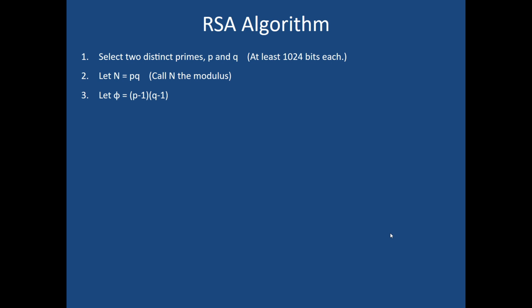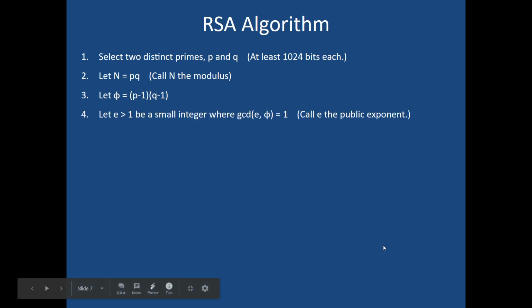Then you compute this number phi, which is just P minus 1 times Q minus 1. So far, the only algorithms that we've studied and used are prime number generation, and I guess multiplication. Multiplying long, gigantic bit streams. Okay, then you pick a small integer e such that the GCD of e and phi is equal to 1.